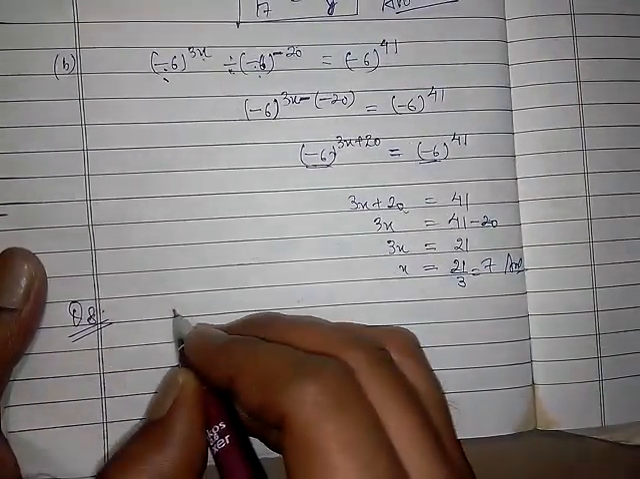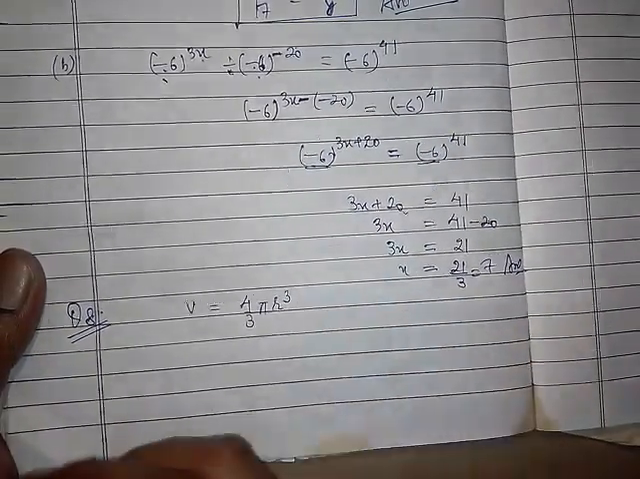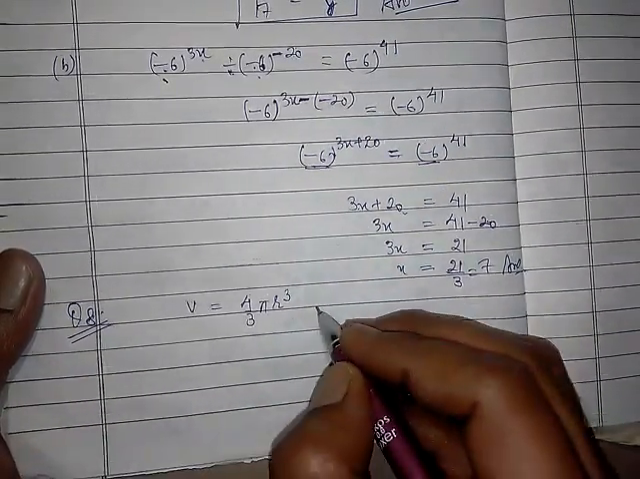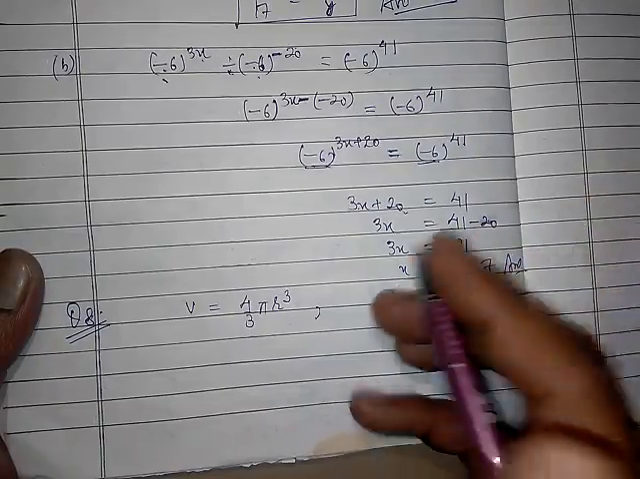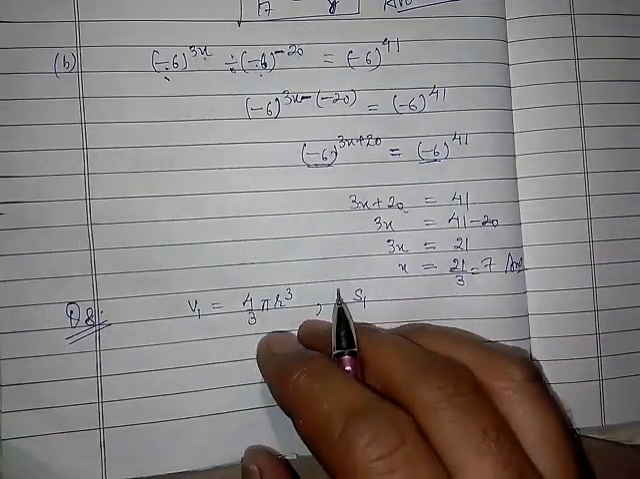Maybe you have to do it yourself. Volume is equal to 4 upon 3 pi r cube. This is the volume of a sphere. A sphere, you know, is a solid surface just like a rubber ball.